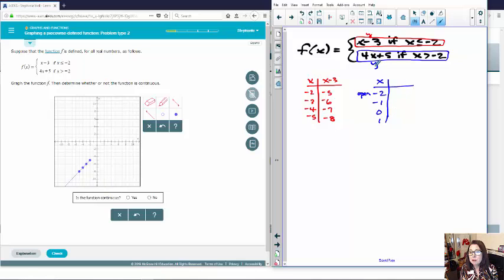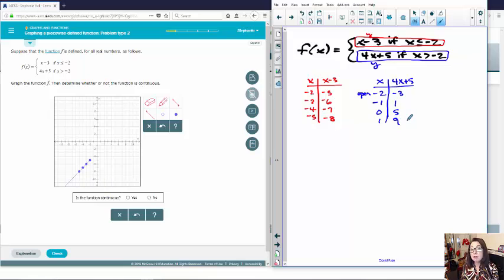This time our y values are 4 times the x value plus 5. So we've got 4x plus 5. Okay? So 4 times negative 2 is negative 8, plus 5 is negative 3. 4 times negative 1 is negative 4, plus 5 is 1. 4 times 0 is 0, plus 5 is 5. 4 times 1 is 4, plus 5 is 9.